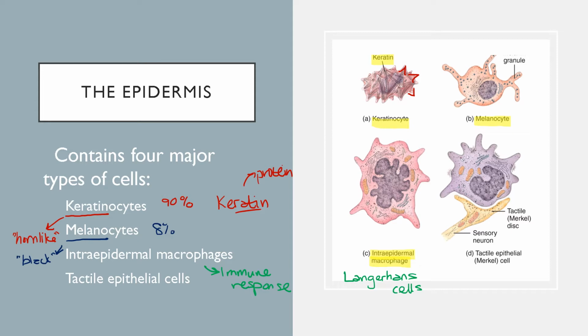Then we have tactile epithelial cells. These are also called Merkel cells. These are going to be the least numerous of all the epidermal cells. And they are pretty cool because they detect touch. So they are a touch receptor. You can see that they are very closely associated with the sensory neuron here. So they're going to send those detections of touch very quickly away from the skin surface so that you can perceive that touch.